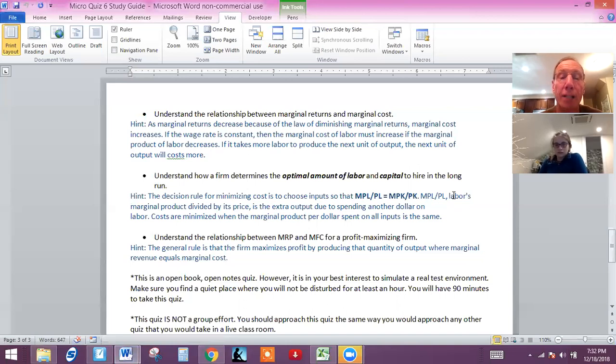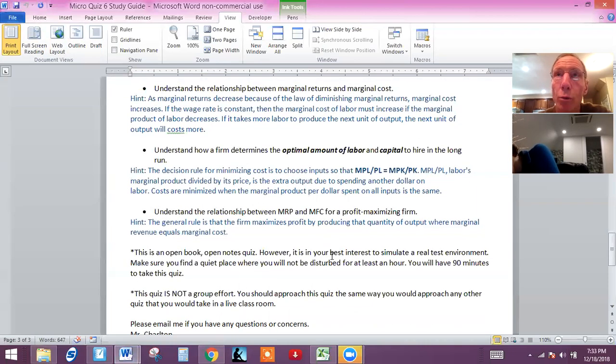And then that's how firms theoretically minimize their cost. Okay. When the marginal product per dollar of both labor and capital are the same. Okay, that's what we call the optimal amount when the firm is able to minimize their cost, right?